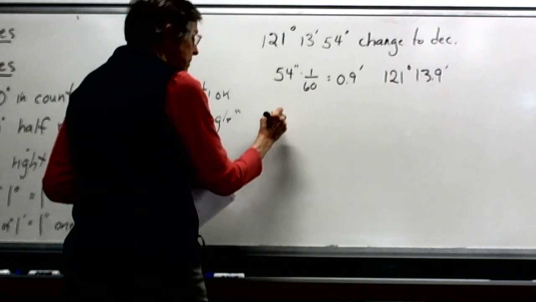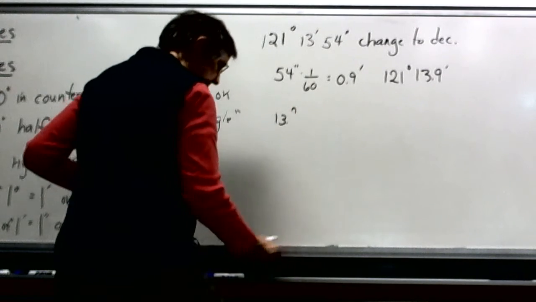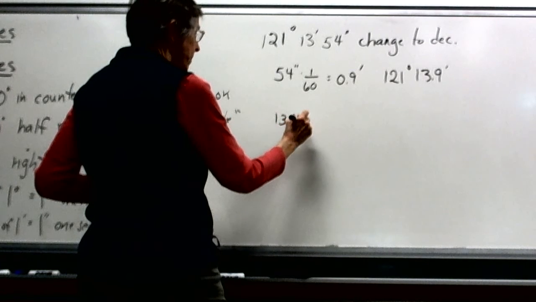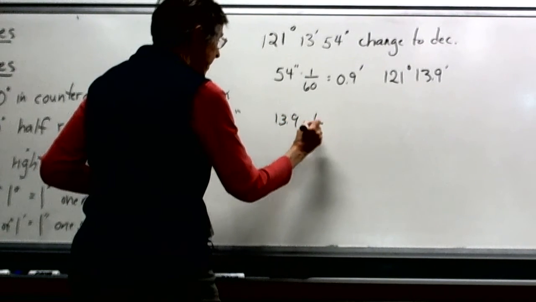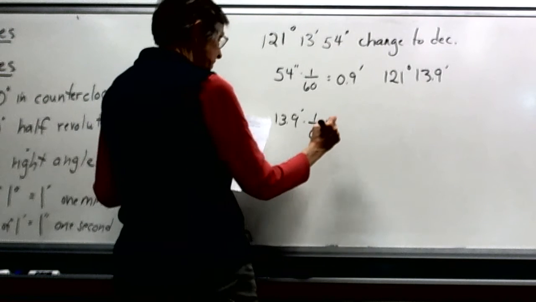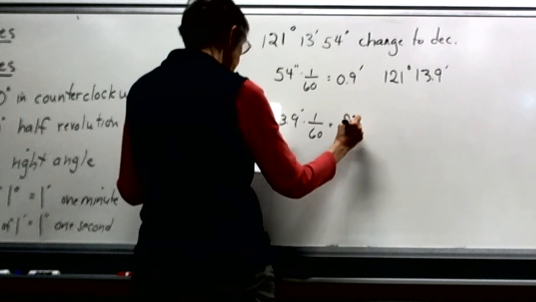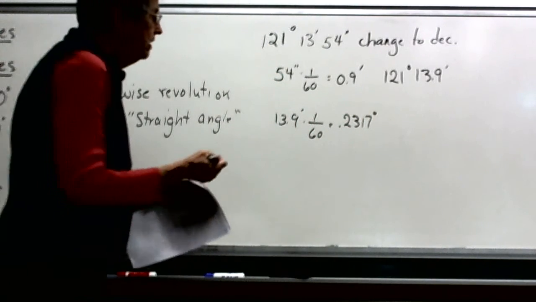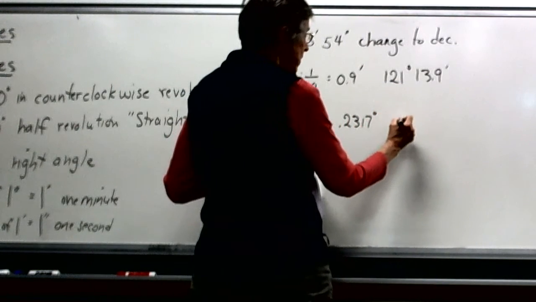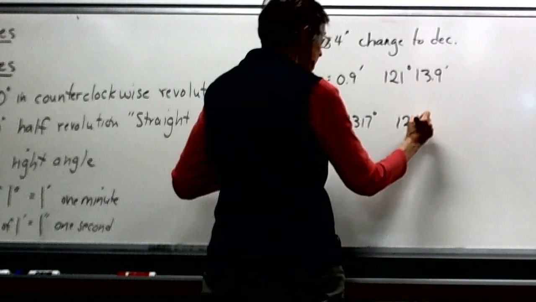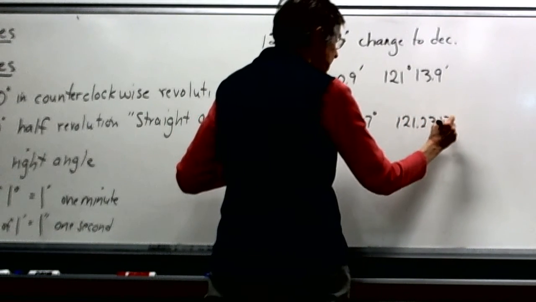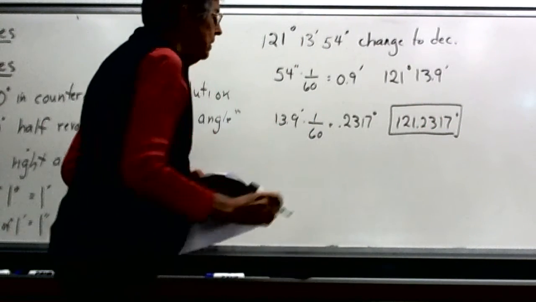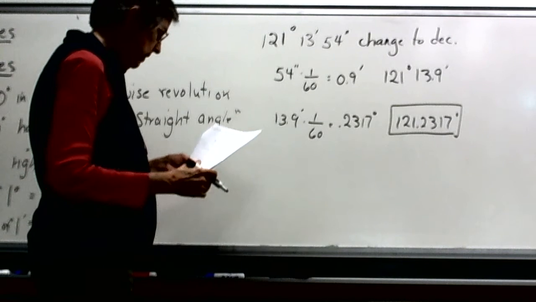And I just do this again to change the minutes to decimal degrees. So 13.9 times 1/60 is 0.2317 in degrees. And so my final result then is 121.2317 degrees. So there you have the minutes and the seconds up here changed to decimal degrees.